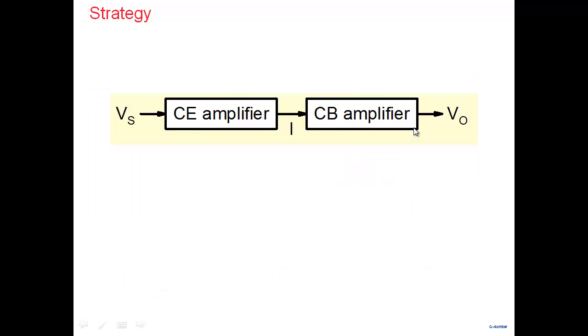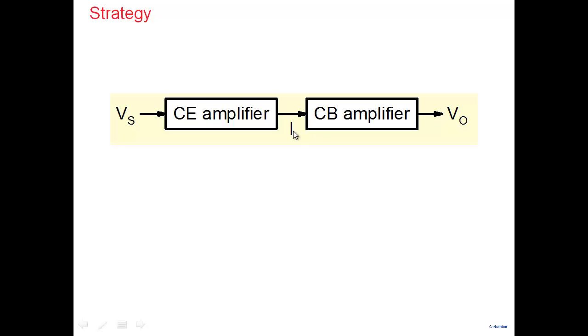So maybe, how about this strategy? We take our input, apply it to a common emitter, which will convert it into a current, and feed this current into a common base. And we know that common base does what? A good conversion of V0 over I. It's a trans resistance amplifier. So how about trying something like this? Will it give us some interesting things here?